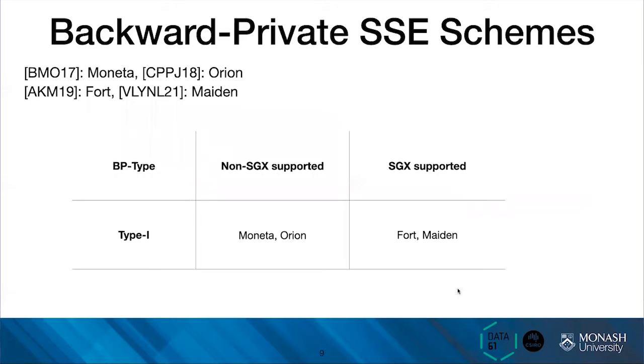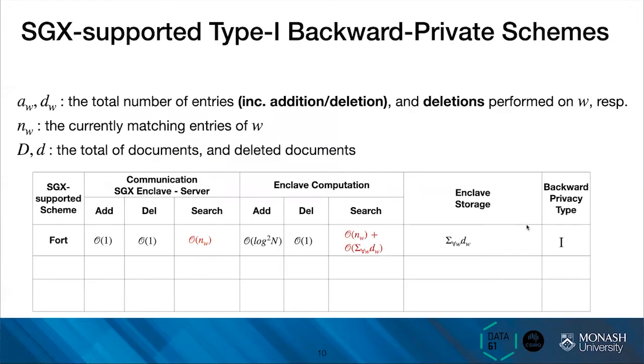So backward privacy has been studied since 2017. In the non-SGX supported setting, we have the Mitra and Orion schemes. In SGX supported, we have the Fort and Maiden schemes. Here we focus on the complexity analysis of SGX supported schemes only.